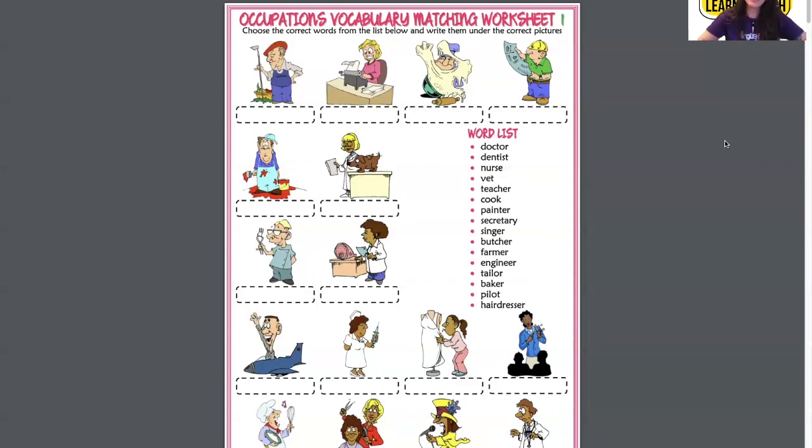Come on. So we are going to correct. Okay. So the picture number one. Yes, farmer. Picture number two. Secretary. Number three. Cook. Number four, okay, this is the mistake. It's a builder. Do you remember builder or architect? You can choose. The next one, painter. After the painter, vet. After the vet, dentist. And after the dentist, butcher, carnicero.